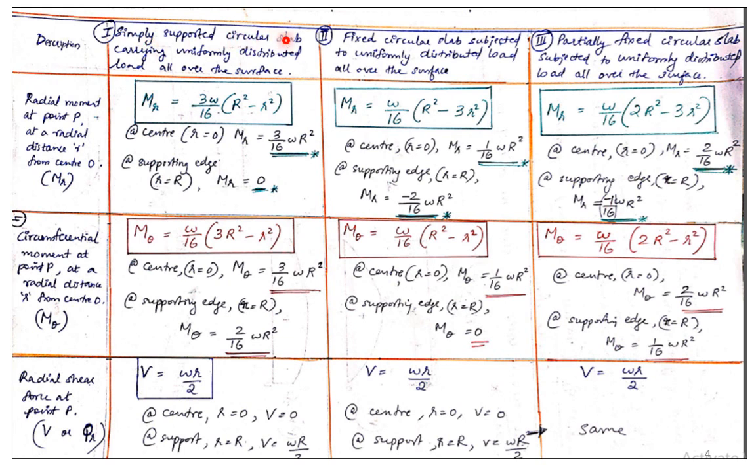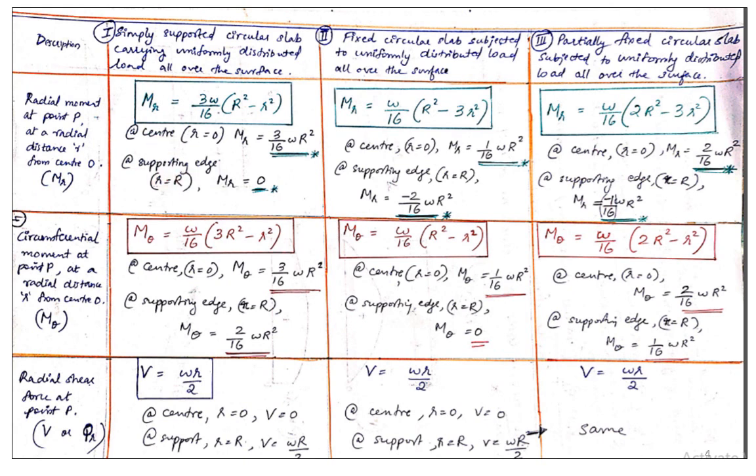So we shall see, for a simply supported circular slab, what is the radial moment? The expression for radial moment, M_r, is equal to 3 by 16 W into (capital R square minus small r square). And for fixed, what is the expression? And for partially fixed, what is the expression for radial moment? Similarly, there are expressions for circumferential moment for the three cases: simply supported, fixed and partially fixed. You can remember these six formulas by linking all these equations, like a variation: 3 outside, then 3 will go with r square, and here 2 and 3. You have to memorize all six equations.